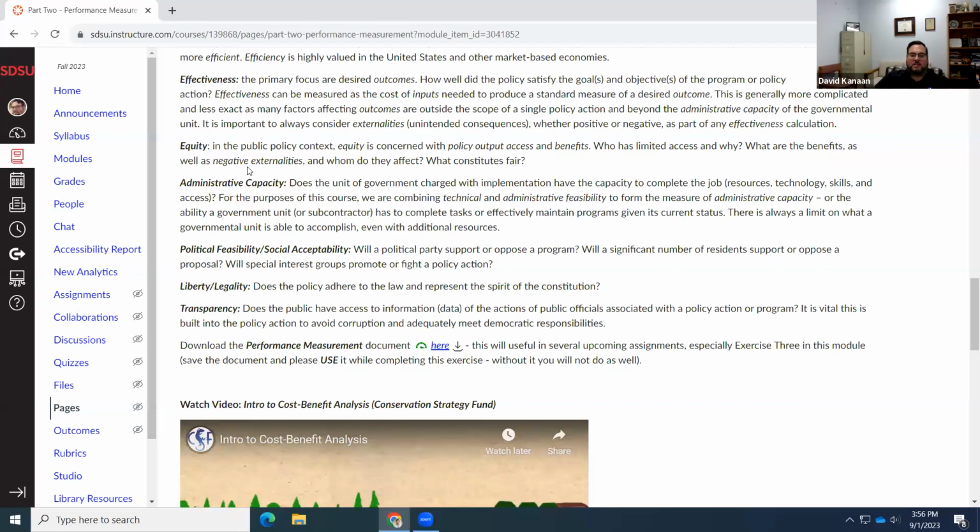Equity, this is public policy context. So this is going to be different from like the equity in your home. Equity is concerned with policy output, access, benefits, who has access, why, what are negative externalities associated, etc. So equity is it fair? Think fairness.